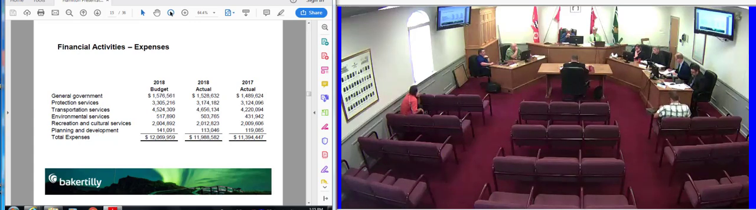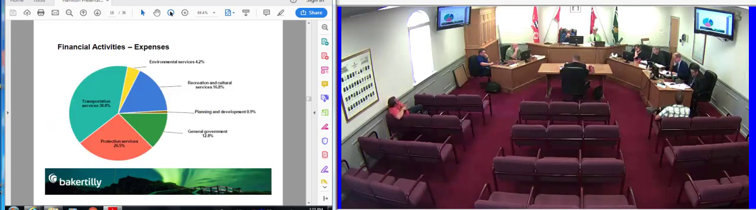slightly below budget there. And then rec and cultural services includes all your recreational facilities, your contributions for library, things such as that, and planning and development. Fairly consistent with the prior year and slightly under budget. So good job of staying within your budgeted amounts there.